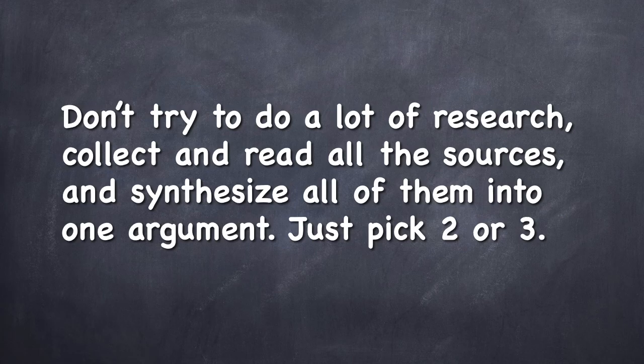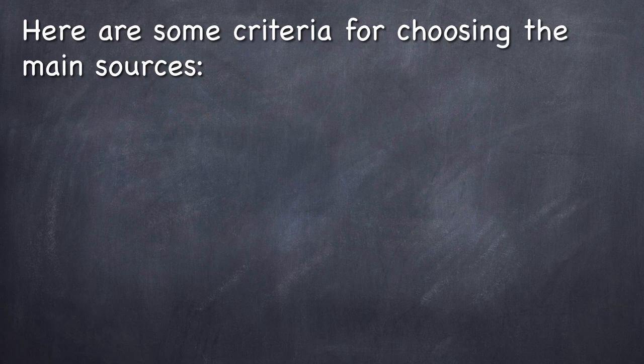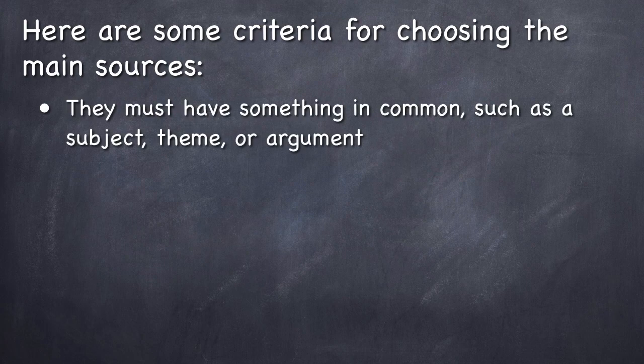You can later use other sources as supporting sources. But the main sources that you're synthesizing should be 2 or 3 at the most. Here are some criteria for choosing your main sources. Now, they must have something in common, such as a subject, a theme, or an argument.